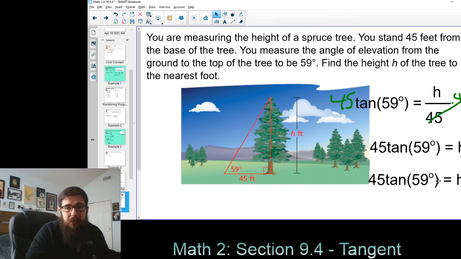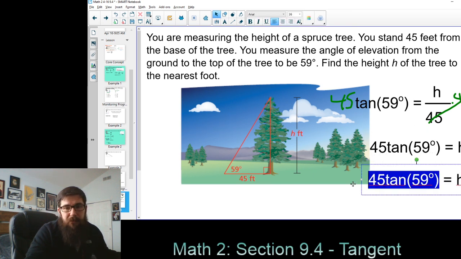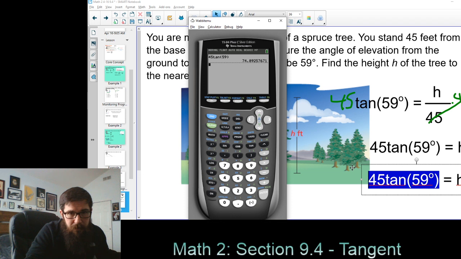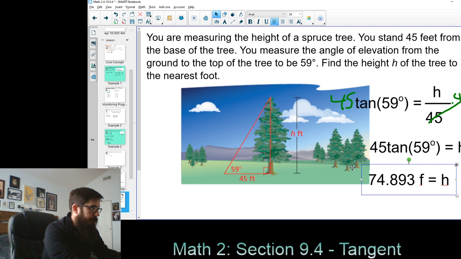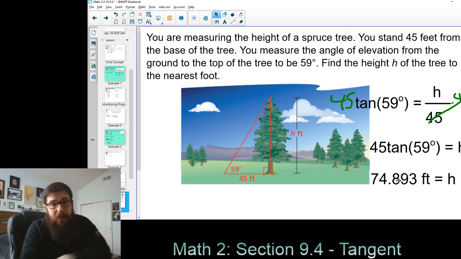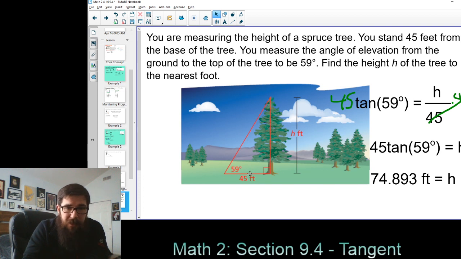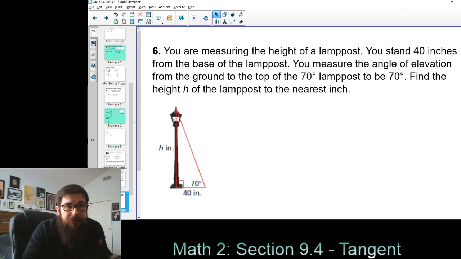That's how we're going to actually use this sort of tangent there. 74.893. I'm going to put the units in just so we're keeping consistent. There you go. It's always a relationship between the opposite side and the adjacent side, and the rest is just doing some algebra to figure out an unknown.